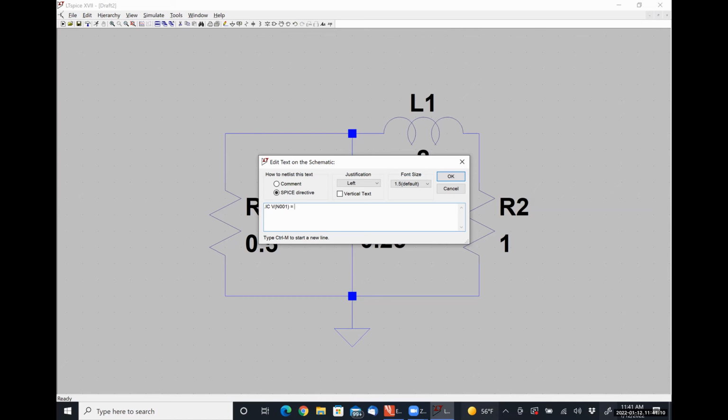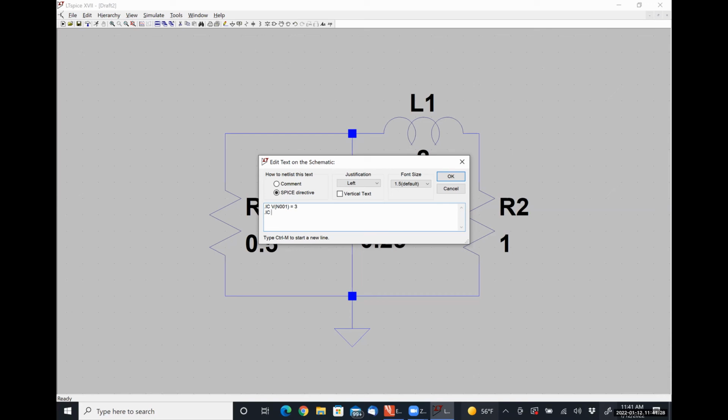That should be equal to what? What did we determine it to be when we analyzed the circuit at t equals 0? 3 volts. So I just put the number 3. Now I'm going to type Control M to start a new line so that I can put both initial conditions in a single command.